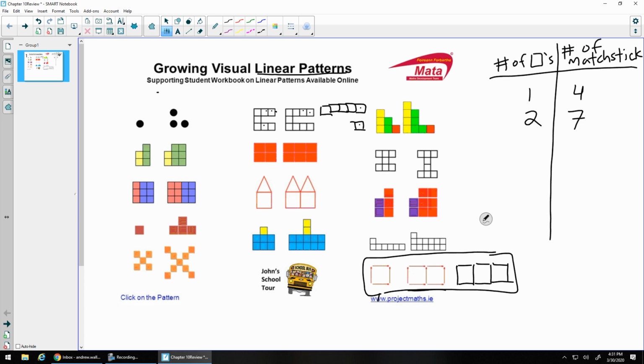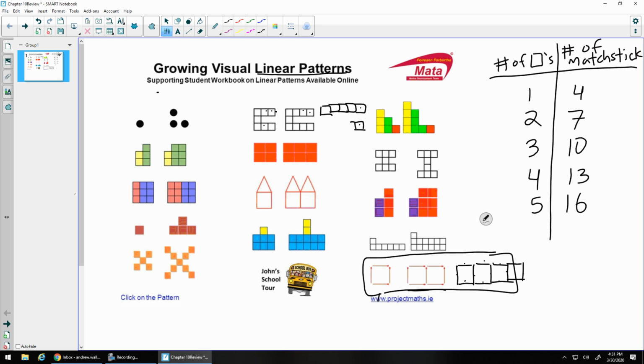Okay, and when there are 3 squares, we can count 1, 2, 3, 4, 5, 6, 7, and add another 3: 8, 9, 10. 10 matchsticks needed to make 3 squares. Now we could continue this on. If you wanted 4 squares, you'd need to add another 3 matchsticks, so there'd be 13. If you had 5 squares, there'd be another 3, and you'd be at 16.